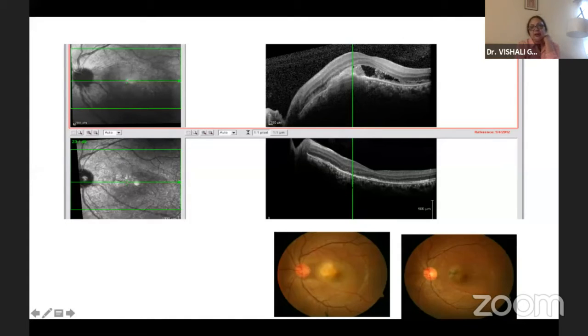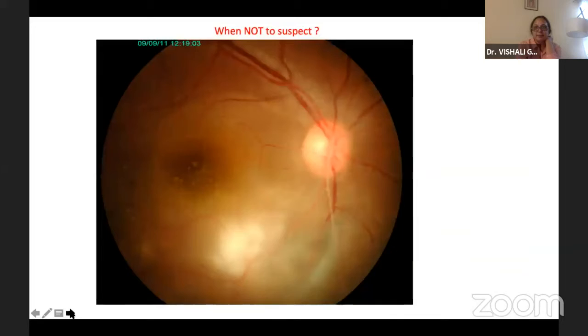You can see the response to therapy coming back. The changes happening in the retina are mostly in the outer retina, and they overlie an area of choroidal bump, which is seen very well on OCT. Now, when should you not suspect choroiditis?